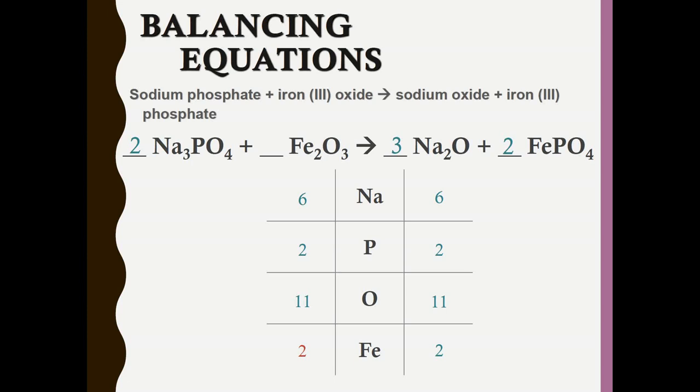So in this question, you have sodium phosphate plus iron oxide yields sodium oxide plus iron phosphate. So this is going to be the equation. Try and see if you can figure the equation out by yourself. Take 5 minutes, try to solve this problem, and come back and check your answers.